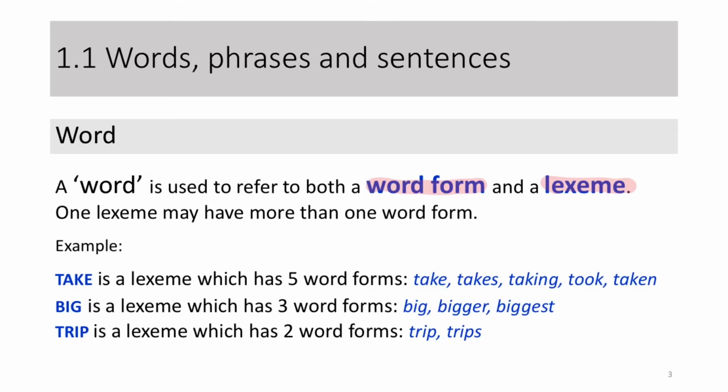For example, take is a lexeme which has 5 word forms: take, takes, taking, took, and taken. Big is a lexeme which has 3 word forms: big, bigger, and biggest. And trip is a lexeme which has 2 word forms: trip and trips.